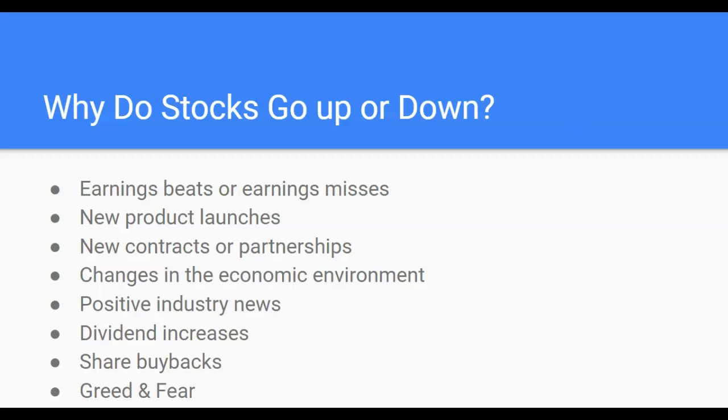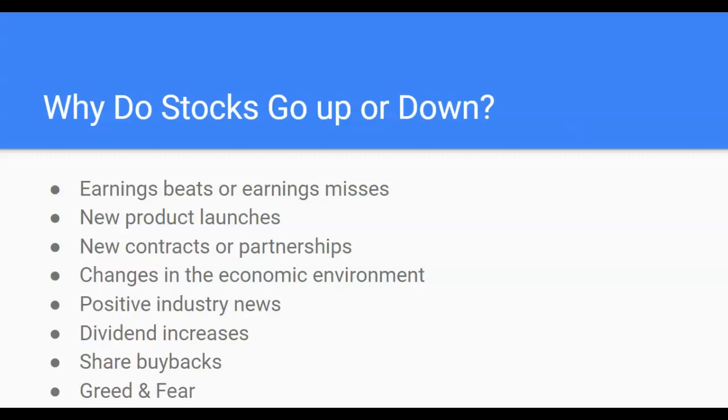New contracts or partnerships. A lot of times companies will release press releases saying that they're doing different deals, working with big companies and things like that. Maybe they won a new contract, or maybe they're doing something with the government. A lot of times the government awards contracts to companies, or they have a new partnership, maybe partnering with Microsoft or Amazon or another big company. This will cause the stock to go up.